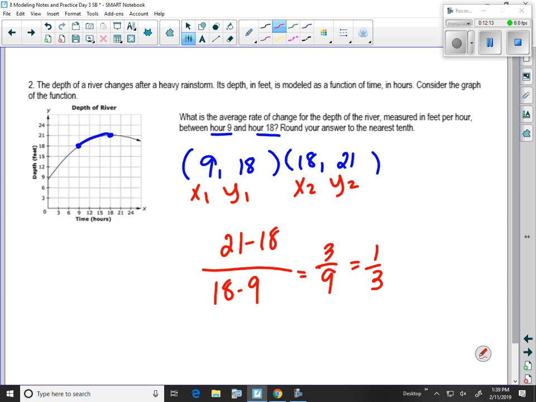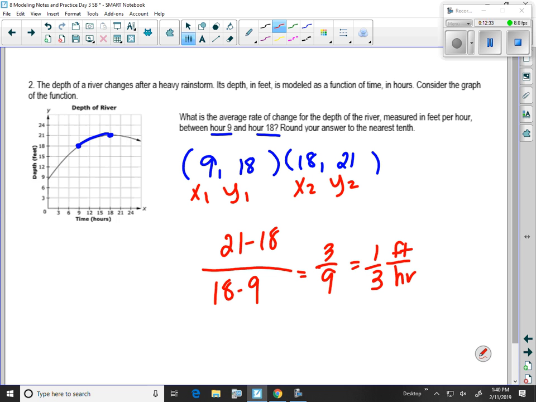Okay, but this does matter, right? So it's 1 what? Okay, y values. What's y? Oh, feet. Yep. 1 foot per hour. Okay, so let's put it in context.